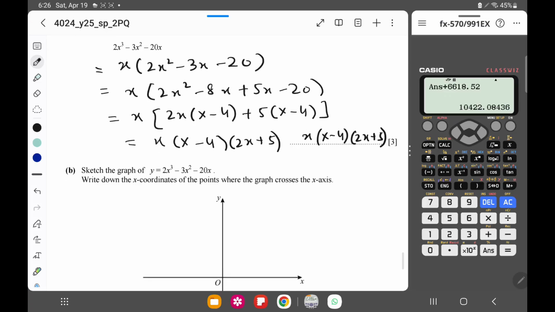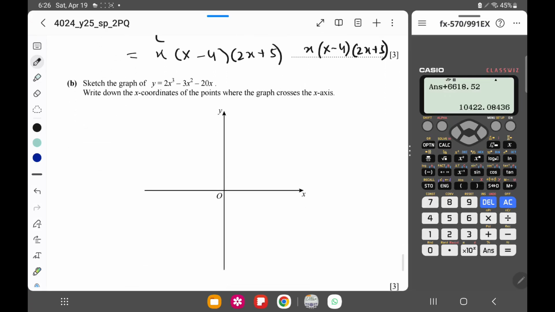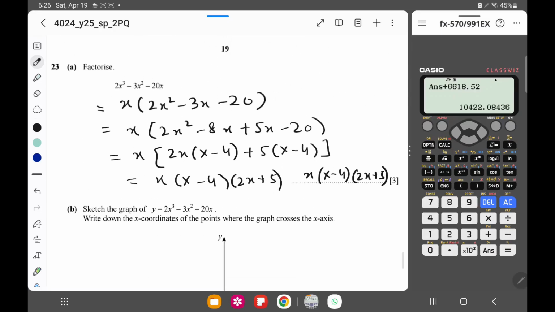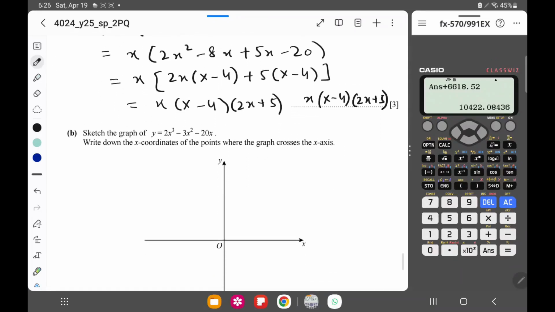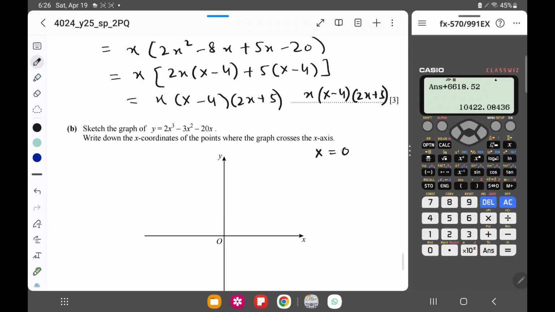Now it was a 3 marks question. Sketch the graph y equals 2x cube minus 3x square minus 20x. You have already solved this equation. So either x equals 0 or x minus 4 equals 0, so x equals 4, and 2x plus 5 equals 0, so x equals minus 5 over 2 or minus 2.5. So we have already 3 answers for this part.